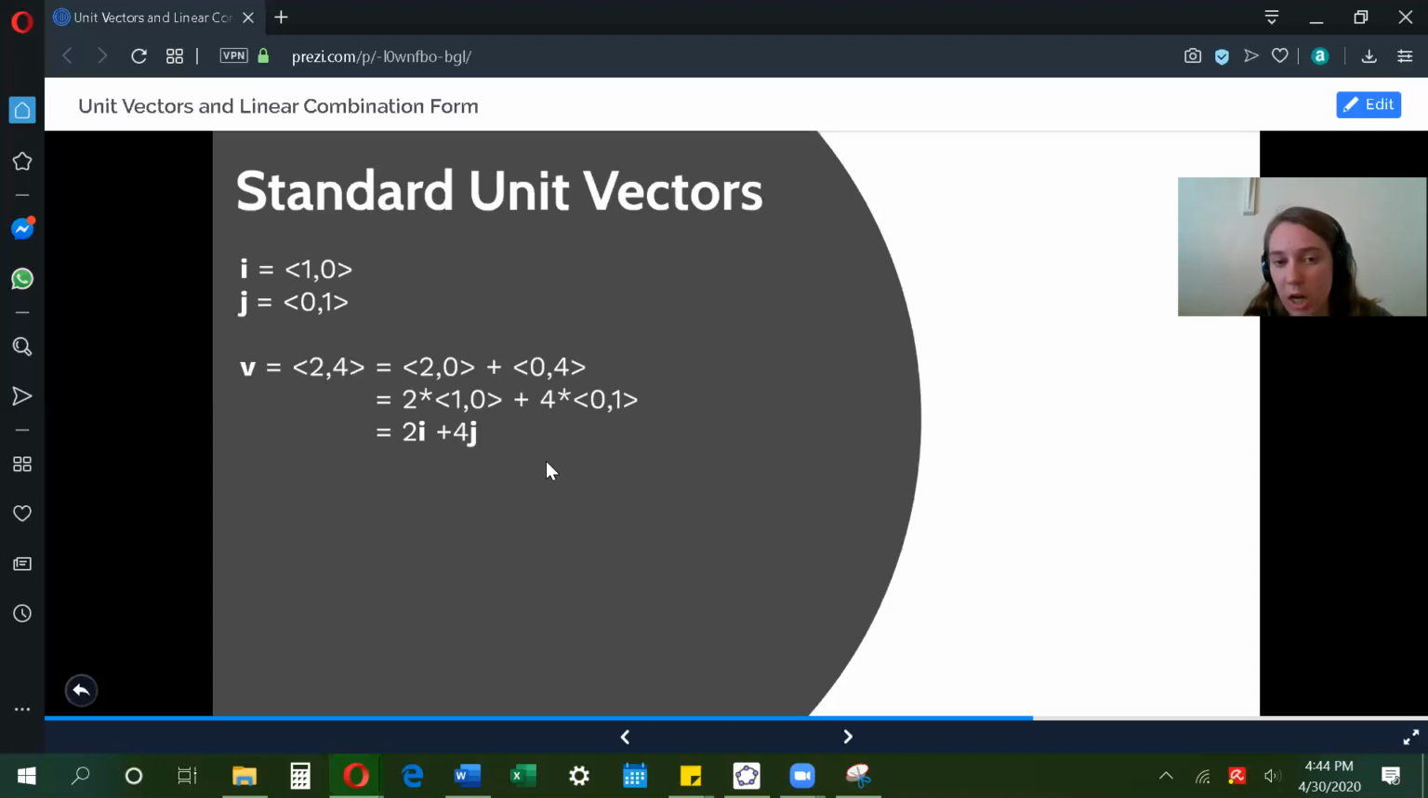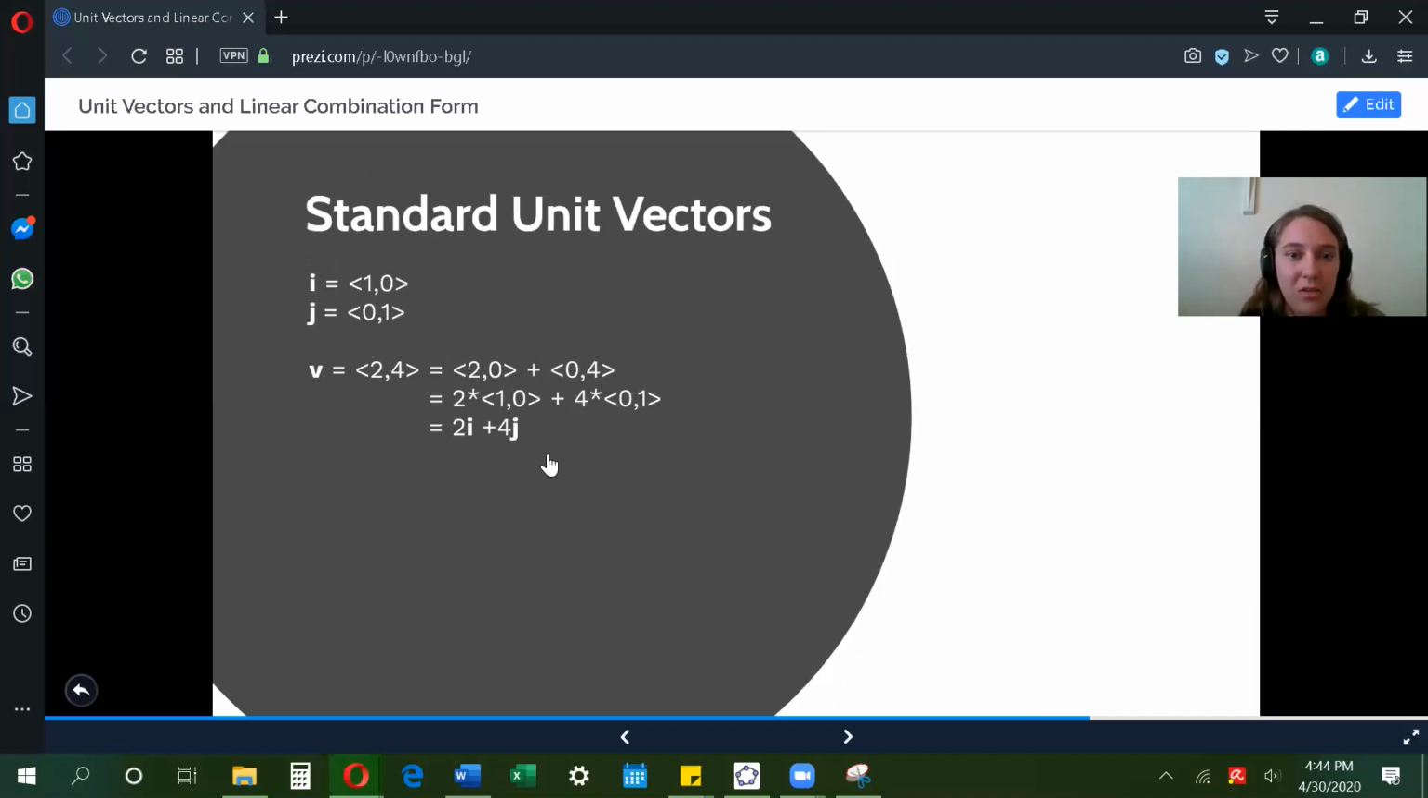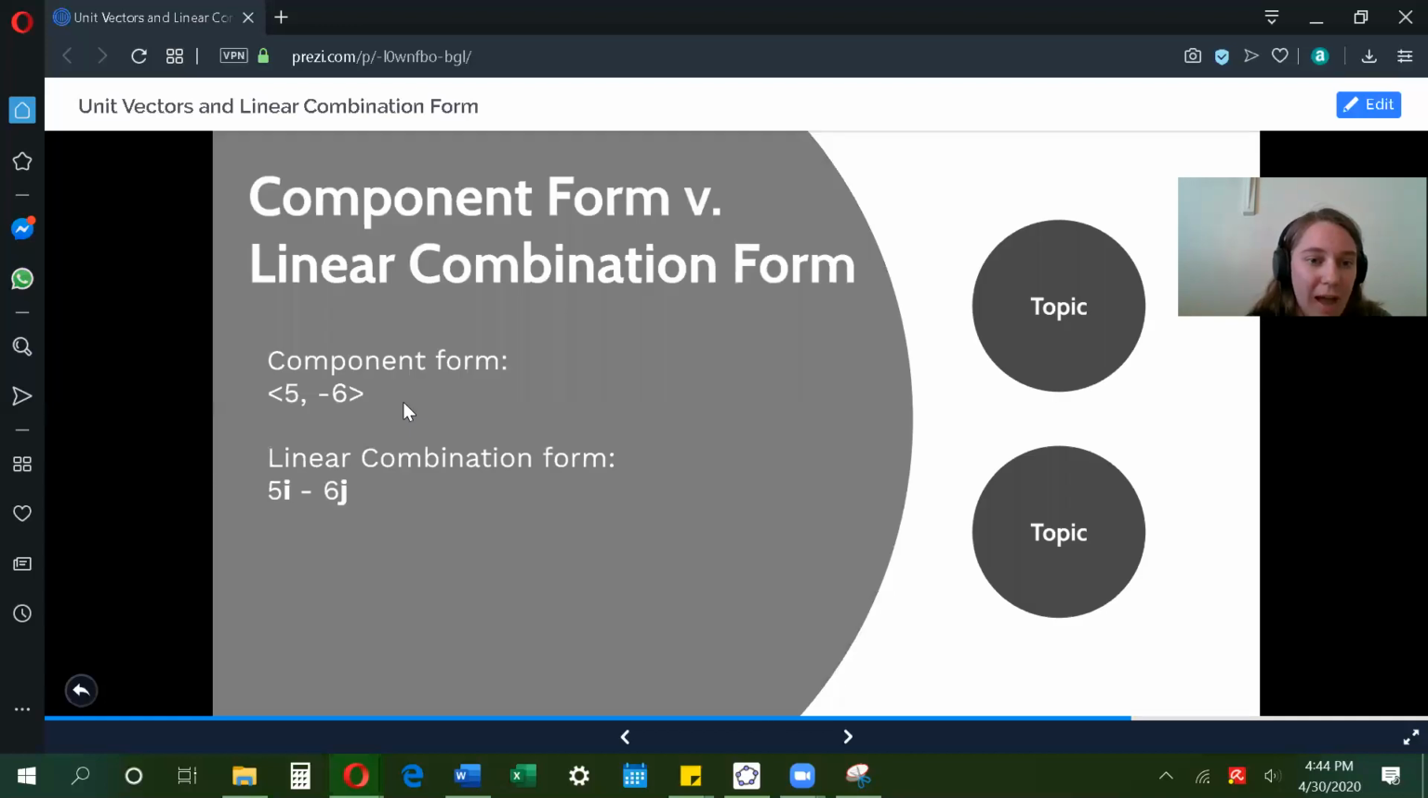And here you can substitute in your i and your j, your standard unit vectors, to have the form 2i plus 4j. And that's just the way to write vectors in linear combination form. Now, you don't have to go through this process each time you're rewriting it. You can just look at them here and say, well, I have a 5, so that's 5i, and a negative 6 over here, so that's minus 6j. And there you go. And that's how you write it in linear combination form.